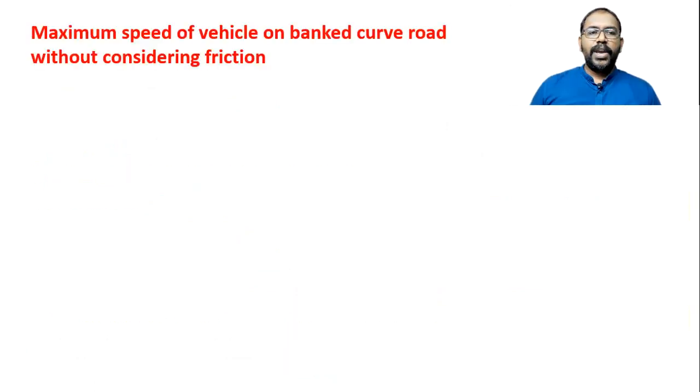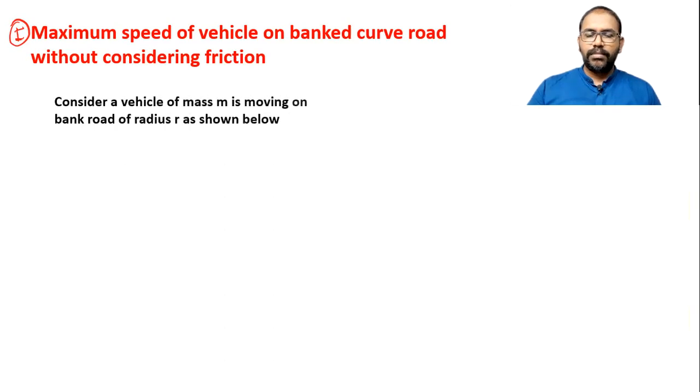Here we have to write the maximum speed of a vehicle on a banked curved road without considering friction. See here, this is a very important phrase: without considering friction. In this article, this is point number 1. Here we are not considering friction, so friction is 0. We are considering only two forces acting on the vehicle: first the weight and second the normal reaction. Friction is 0, so we are not considering that frictional force.